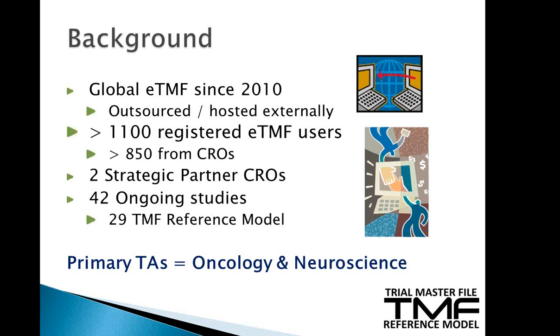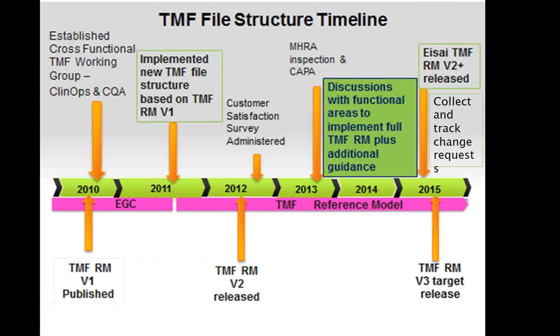And I just wanted to mention our primary therapeutic areas are oncology and neuroscience, and the reason I'm mentioning that is oncology studies tend to be long duration, so they can go on for years, and neuroscience studies can have a complicated study design. So that sheds some insight for when I show our timeline. We currently have 2 file structures in use. We still use our legacy structure for about 13 studies.